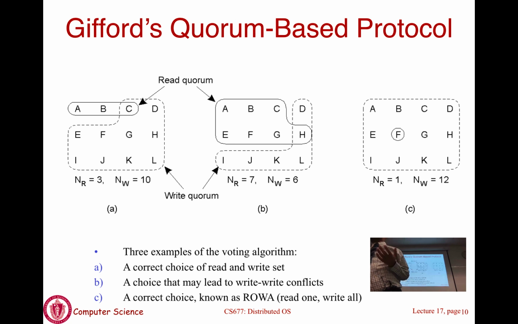So you have to ask, why does it guarantee that if you pick your read quorum this way, and all those servers agree, you will actually get the most up-to-date version of the file? Yes?